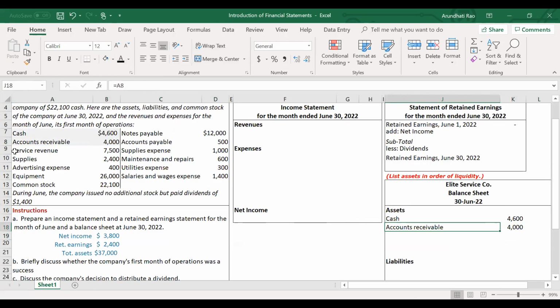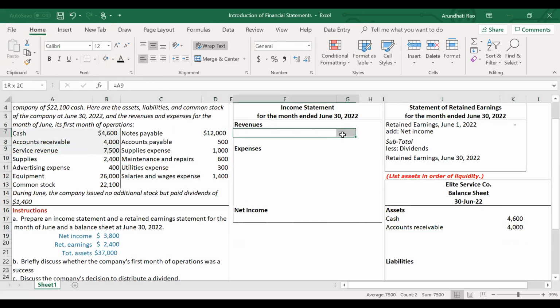The next item is service revenue. That's a revenue item here, obviously. This is what I have earned by performing services. So I will list that over here.